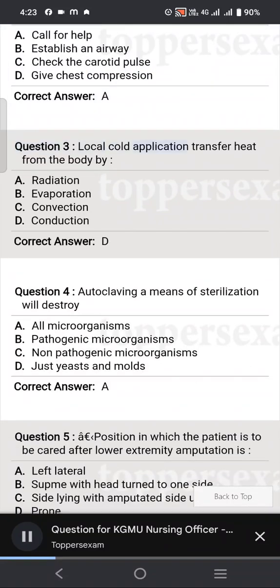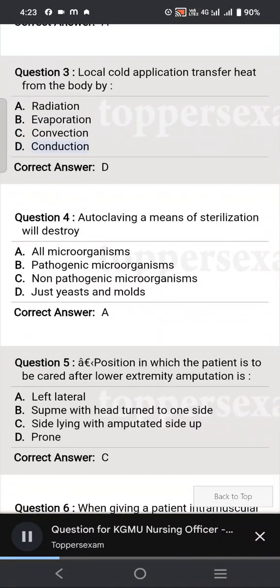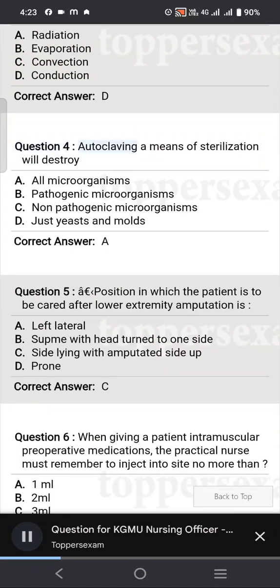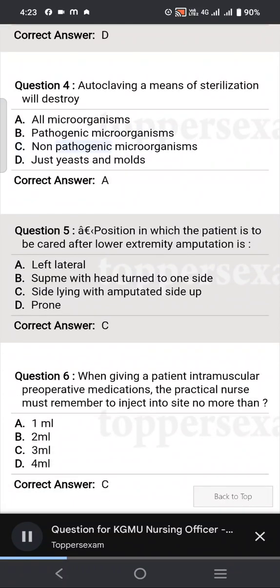Question 3. Local cold application transfers heat from the body by: A. Radiation. B. Evaporation. D. Conduction. Question 4. Autoclaving, a means of sterilization, will destroy: A. All microorganisms. B. Pathogenic microorganisms. C. Non-pathogenic microorganisms. D. Just yeasts and molds.